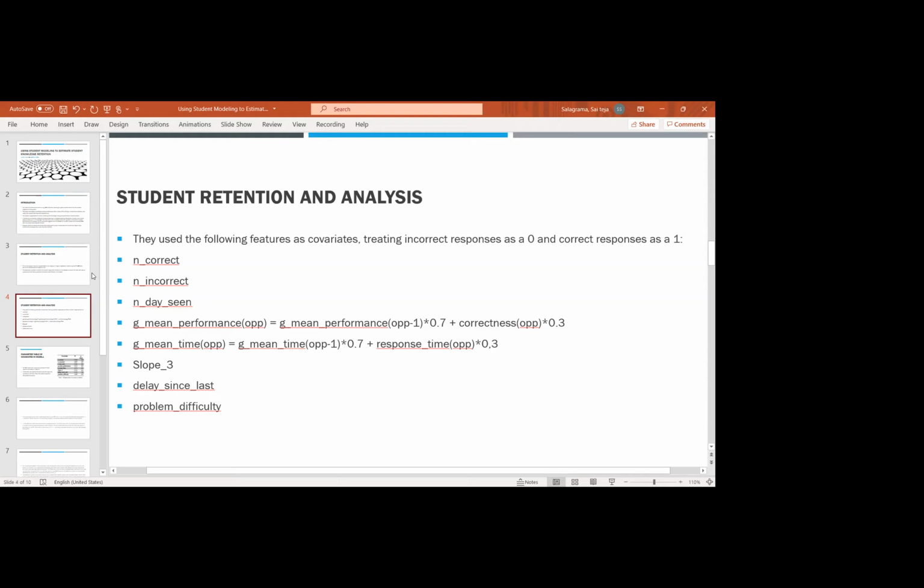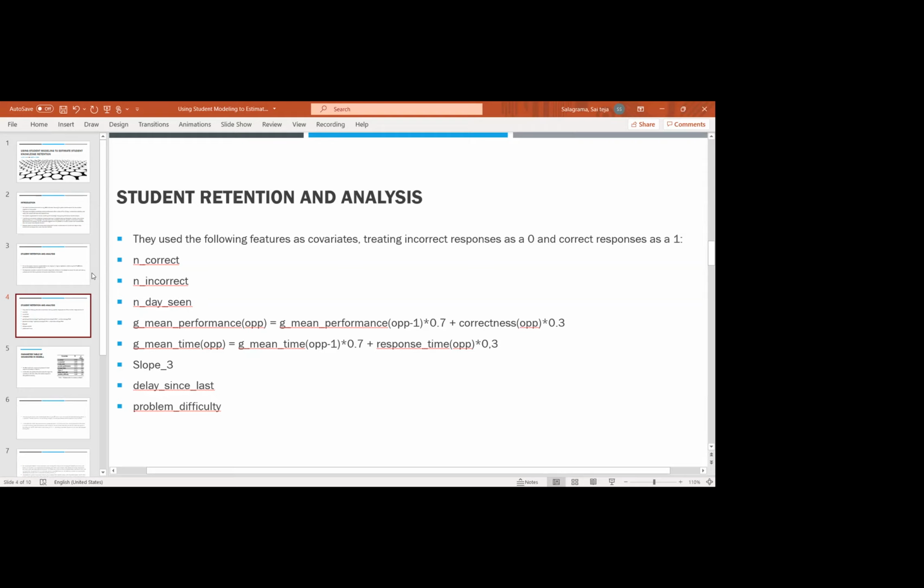So for a given student with a given skill, the geometric mean of the student's previous time is calculated by this formula: G mean time at opportunity minus 1, times 0.7, plus response time at opportunity, times 0.3. That is a decay. 0.7 is the decay.